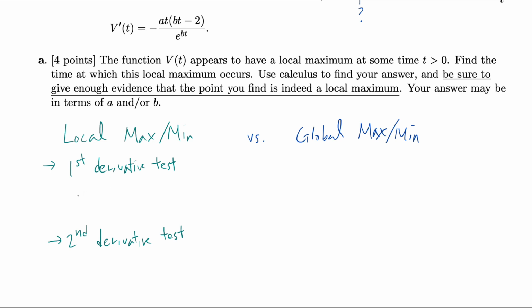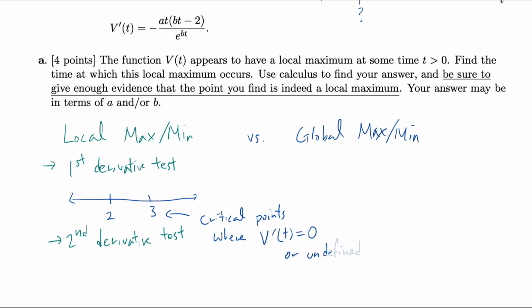To review it quickly, what does the first derivative test do? Well, you first find the critical points. So maybe the critical points are like 2 and 3. I'm not sure. These are the critical points where V prime of t is either 0 or undefined. And you want to make sure you label this sign chart V prime of t if you want to get full credit.